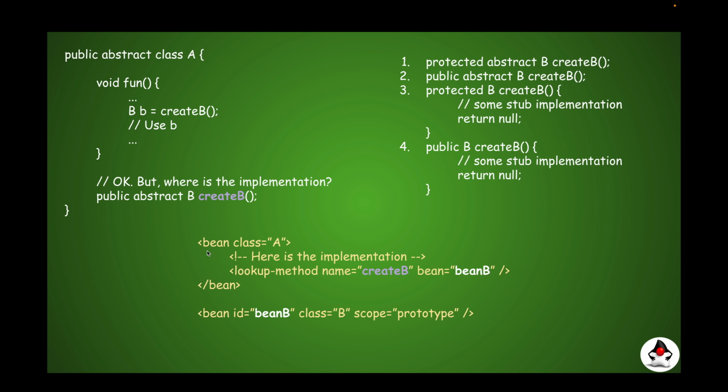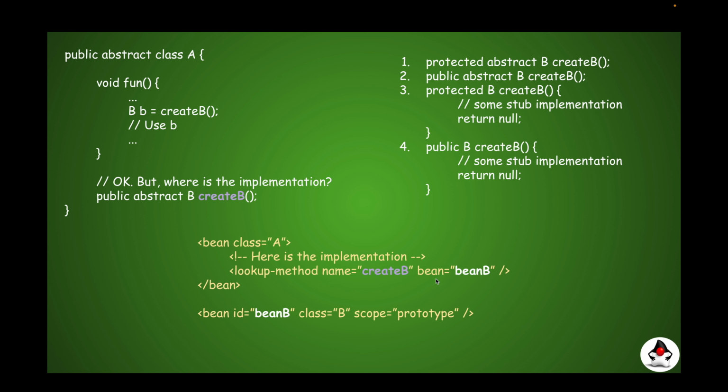So if you see below in the bean definition, at the bottom we have defined a bean with class B, and its scope is prototype, and we have given ID beanB. Above this bean definition, we have the bean definition for class A, and in this definition we have an element called lookup-method, and its name should be the name of the method. So that is createB. That means which method we want to implement or override.